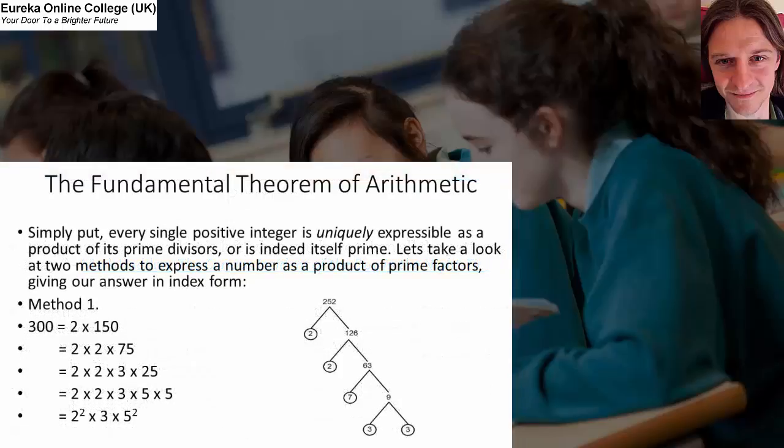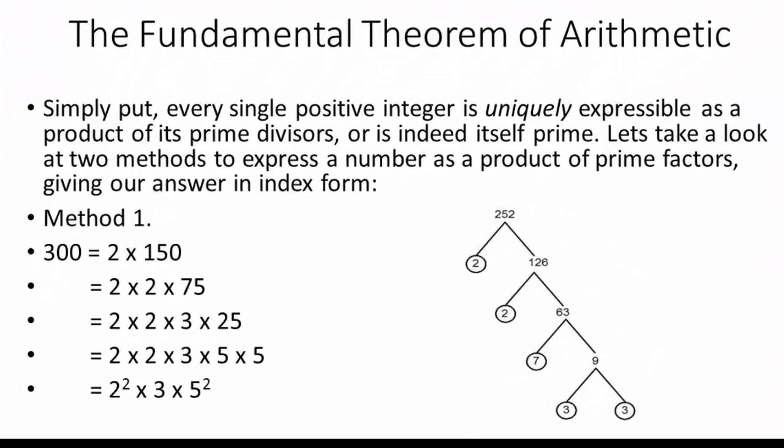Okay, so we're going to be looking at a proof of the primes very shortly, but firstly let's have a look at something which is really important and certainly a big part of the GCSE. It's the fundamental theorem of arithmetic. Now this is what the scheme of work meant when it mentioned the unique factorisation theorem. This fundamental theorem of arithmetic simply says that every single positive integer, obviously not fractional numbers or anything like that, but every single whole number, is uniquely expressible as a product of its prime divisors or its prime factors, or it must be prime.